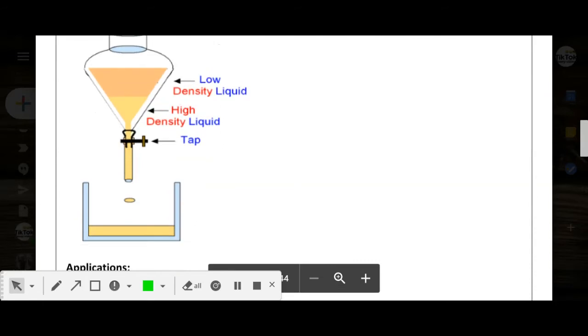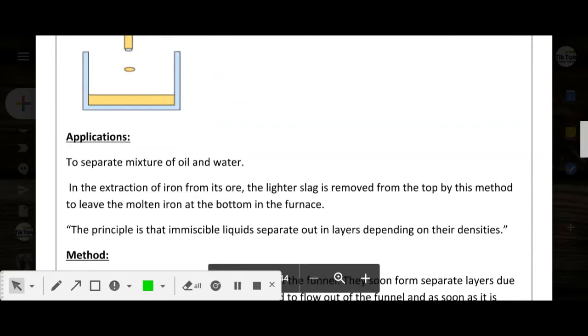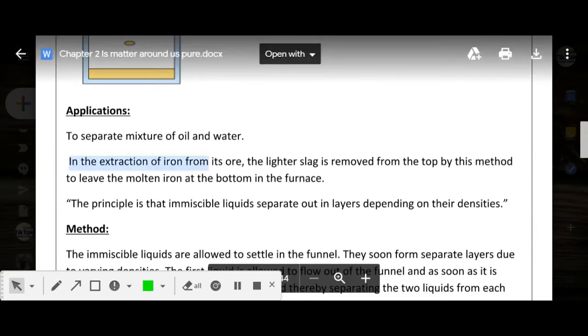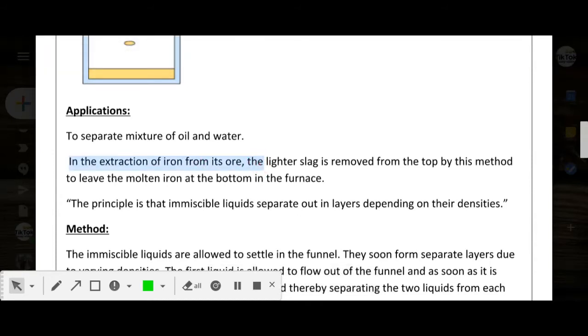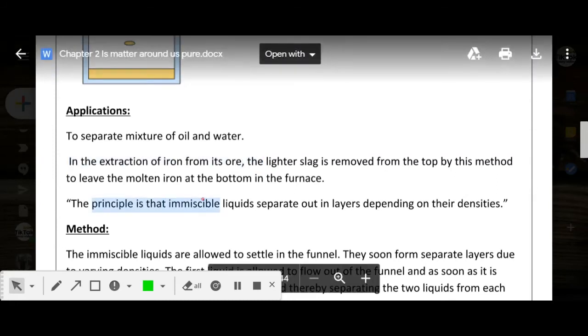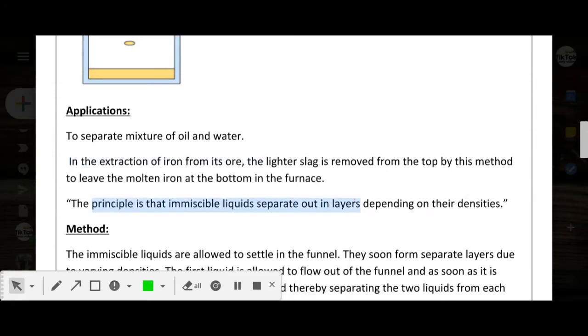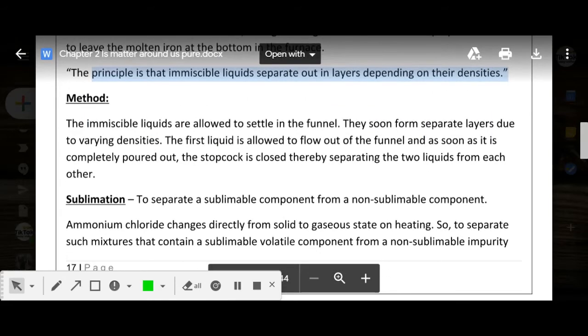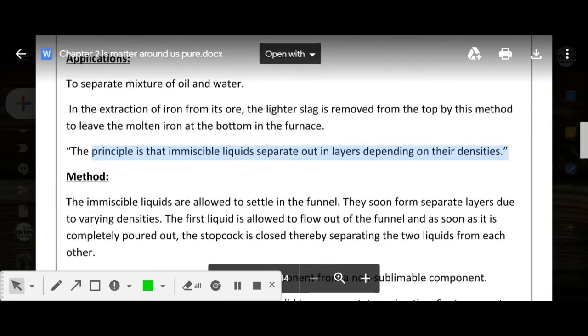So this method is basically used to separate two immiscible liquids or two liquids which are having a little bit gap in their densities. So to separate the mixture of oil and water in the extraction of iron ore, we can use this method. And the principle is that the two immiscible liquids separate out in layers depending upon their densities. From densities ka use karke do immiscible liquids ko aapas mein separate out kar sakte hain, right?